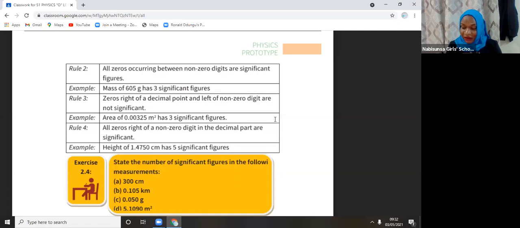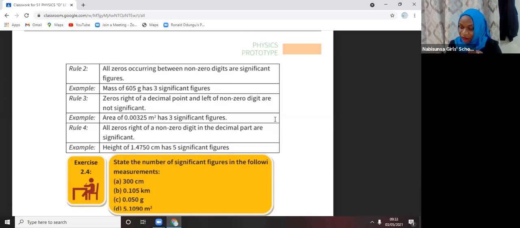And they gave us an example. We have a mass of 605 grams, and they're saying that one has 3 significant figures. Why? Because the 0 is in between. So it has a 6, a 0 that is in between, and a 5. And they're saying total, there are 3 significant figures. So that is rule 2.